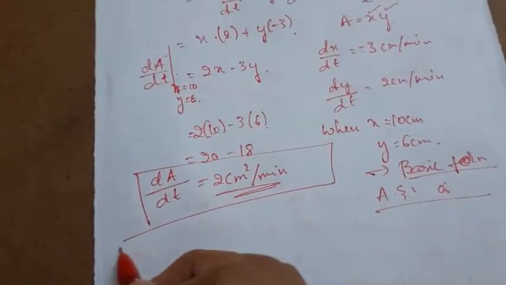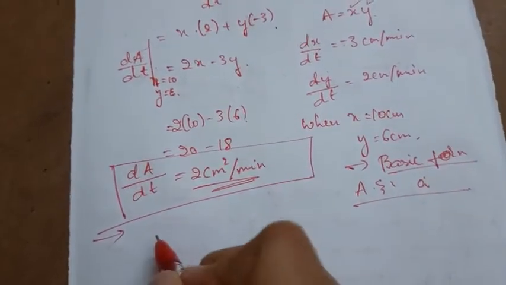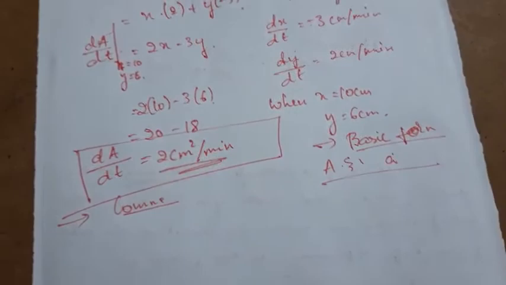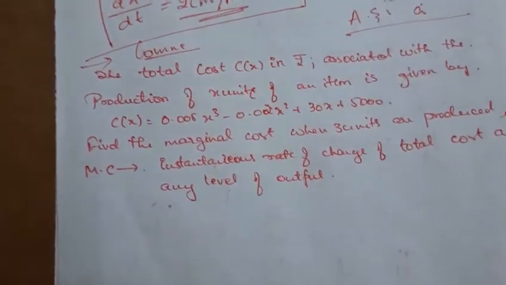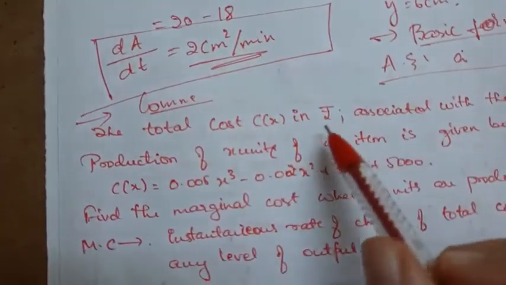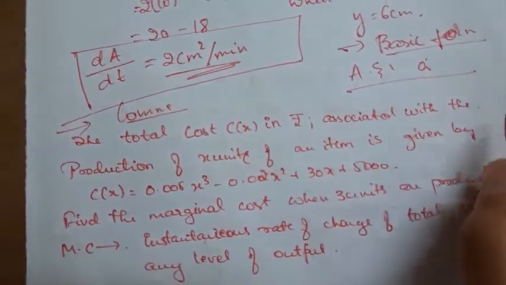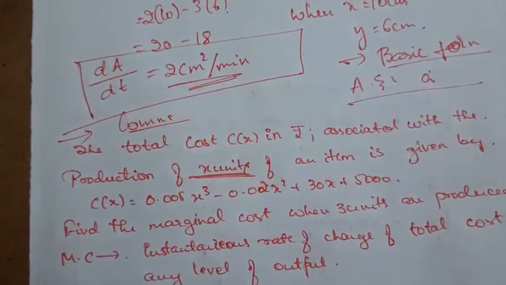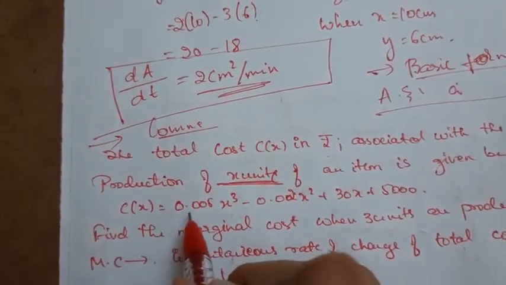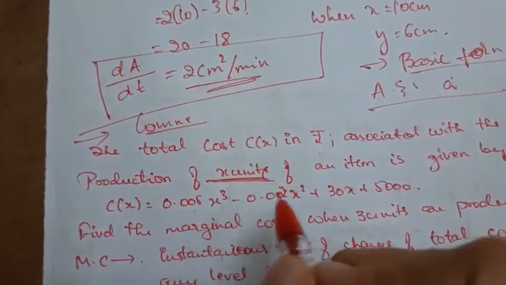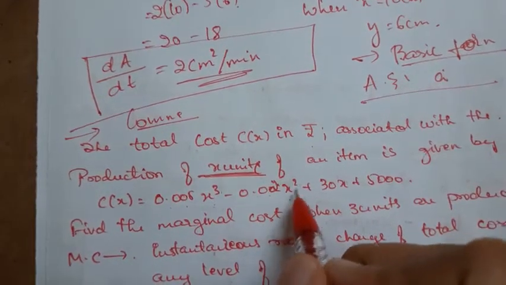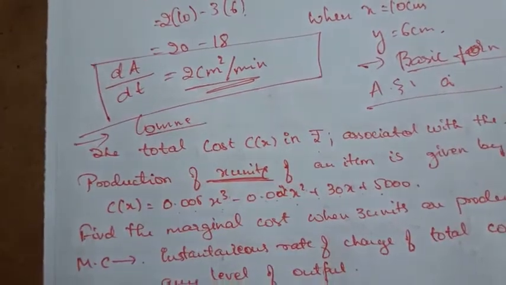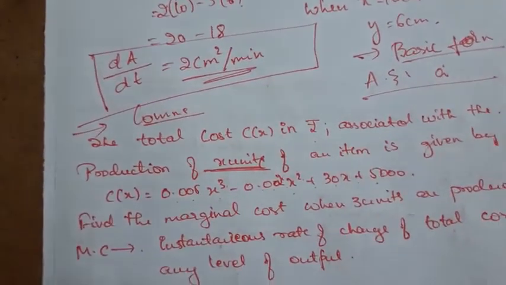Sometimes the question might arise based upon the commerce type of question. So there is one example so that you can get some idea. Here is one of the questions, that is the total cost in rupees associated with the production of x units of an item is given by C of x is equal to 0.005 x cube minus 0.02 x square plus 30x plus 5000. So this is the total cost of production of some item.